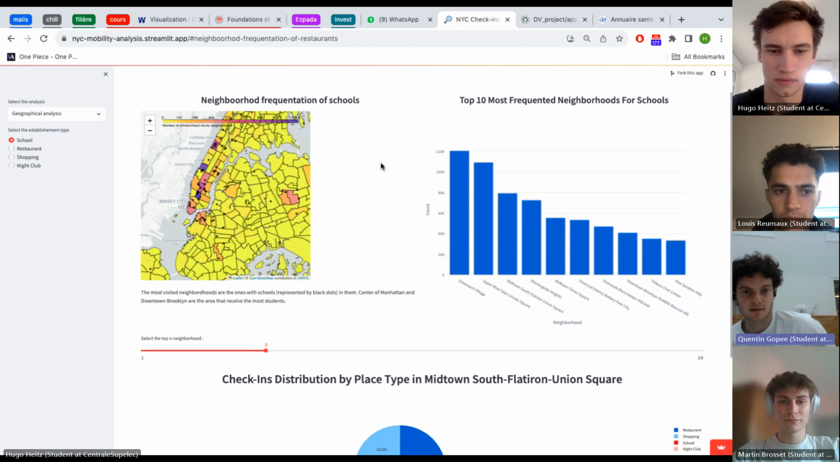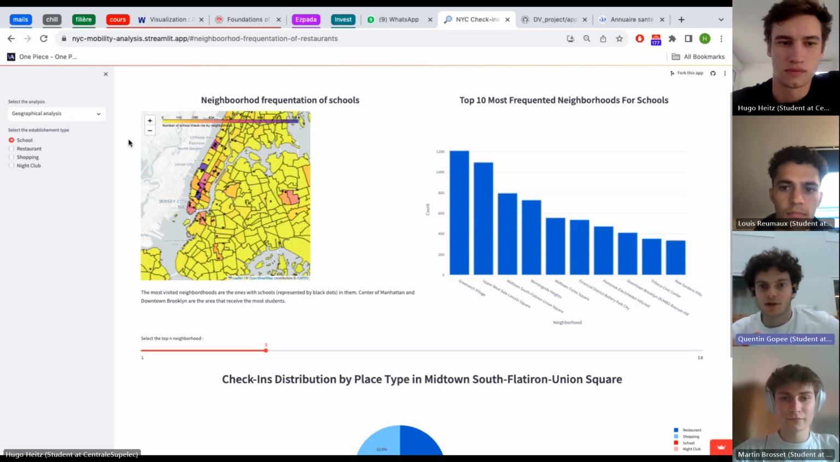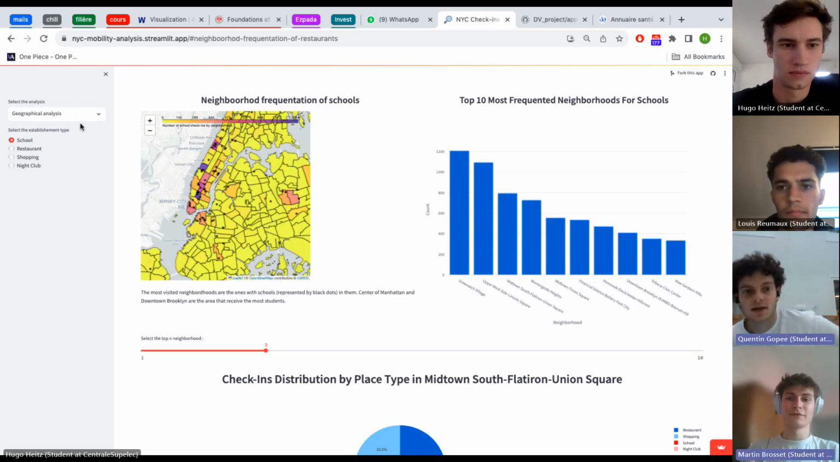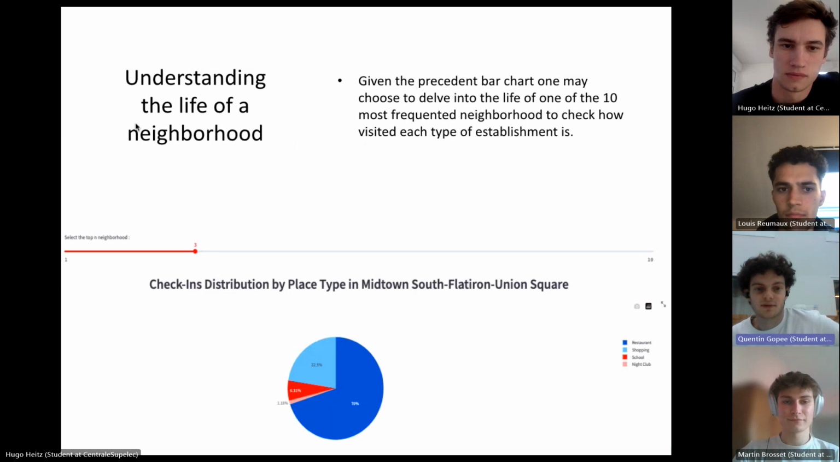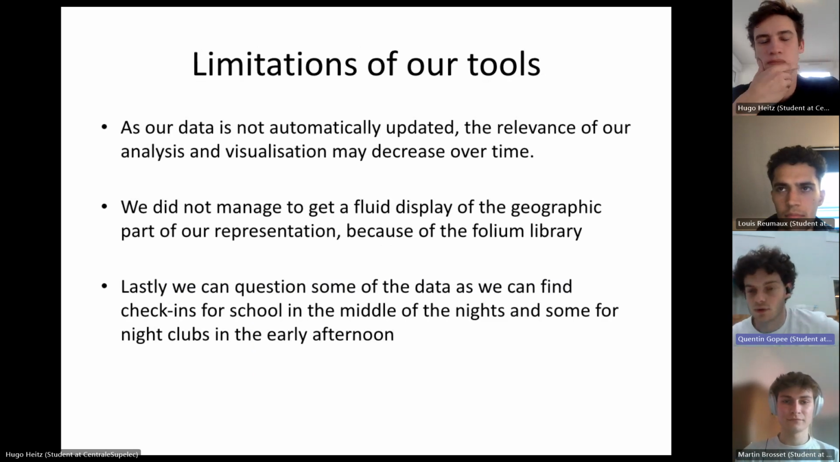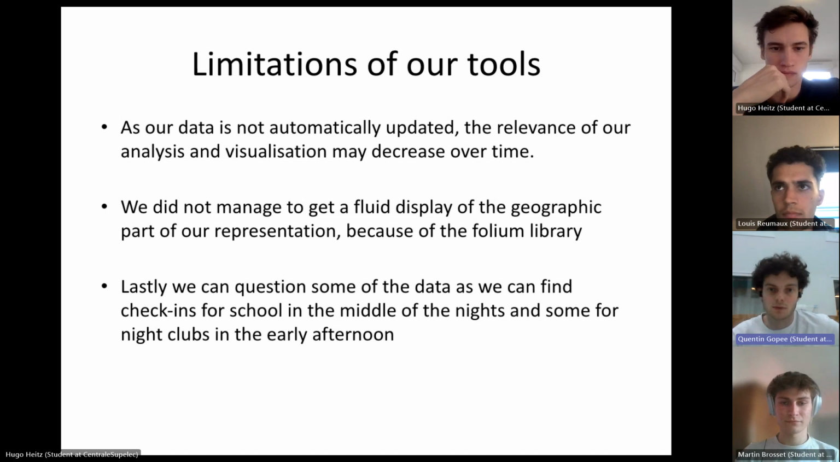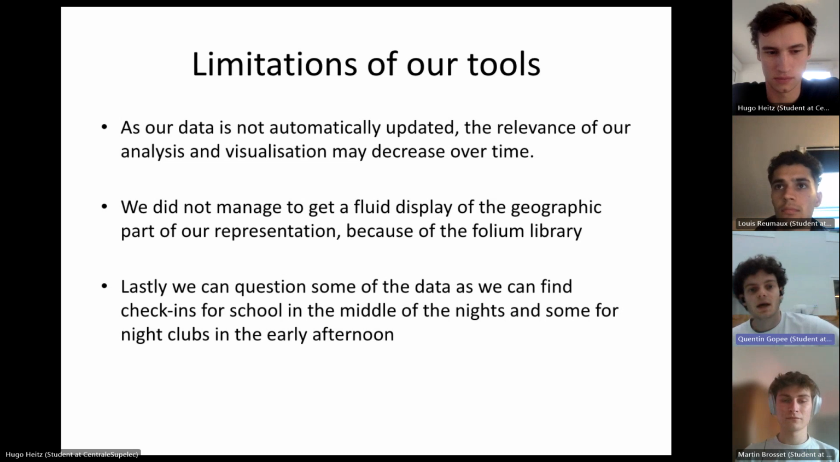And maybe some limitations for our visualization tool. Maybe you can go back to the slides. Yeah. So the main problem right now is the slow display. It's not really fluid when we try to update or change the view, especially for the geographic parts, because the data frame is really big and it takes some time to get the data.